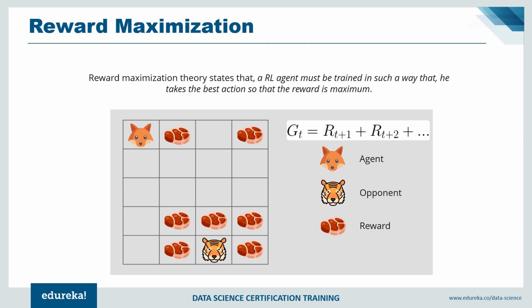Since this fox is a clever fellow, he eats the meat that is closer to him rather than the meat which is close to the tiger, because the closer he goes to the tiger, the higher are his chances of getting killed. As a result, the rewards near the tiger, even if they are bigger meat chunks, will be discounted. This is done because of the uncertainty factor that the tiger might kill the fox.